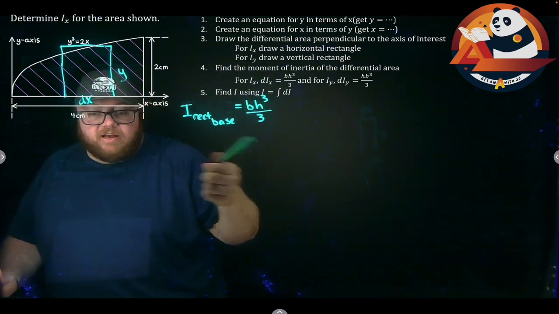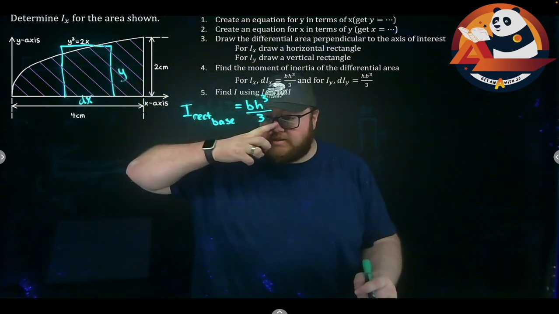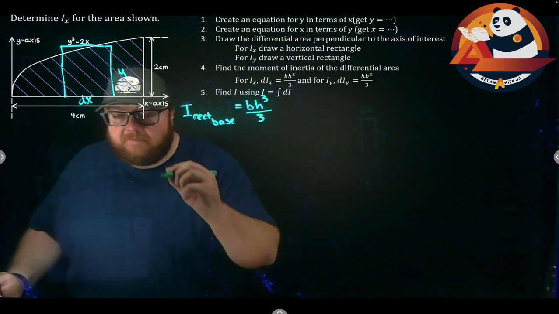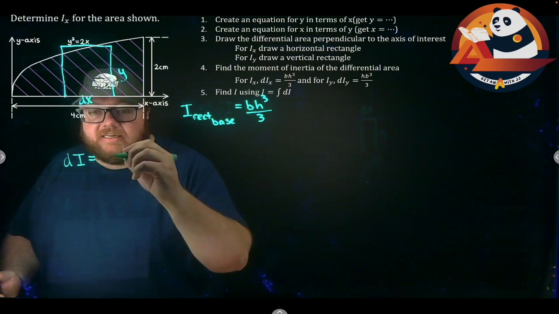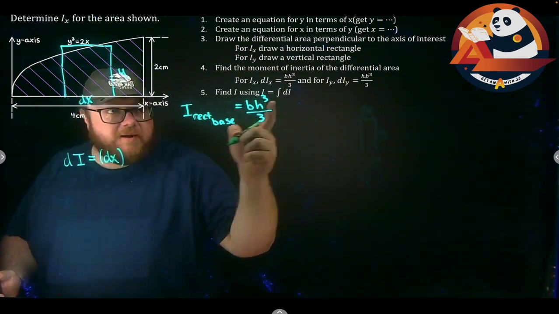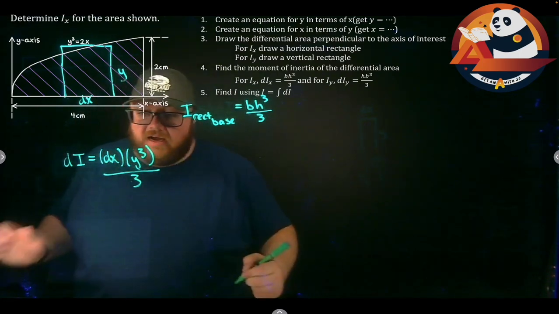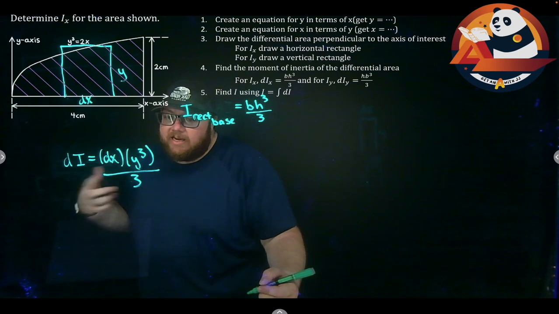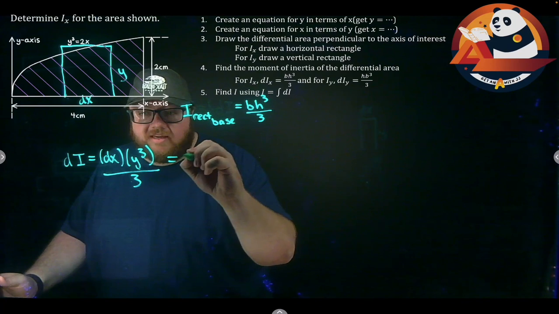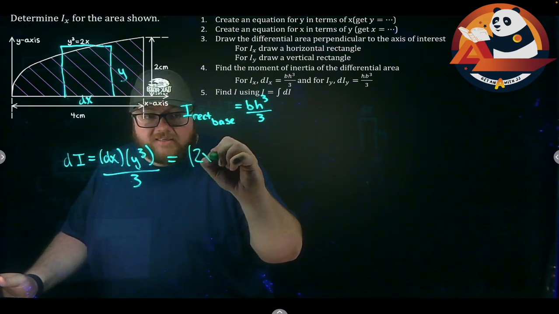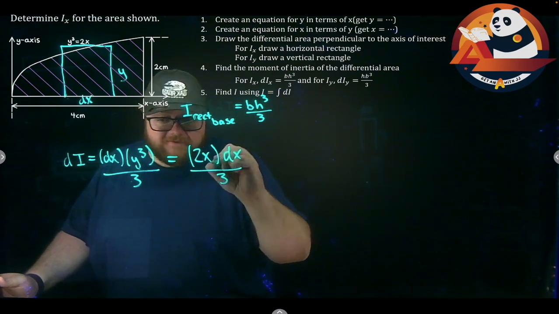Base always goes parallel to our axis of interest. Height goes perpendicular to it. So our height would be y. The base is dx. So my dI, my moment of inertia of our differential strip, should be base dx times my height, y cubed, over 3. I still have a y and dx in here. I can make a substitution. But conveniently, I have a y cubed statement in this. y cubed is 2x. I'm rearranging this, so 2x times dx over 3 is my dI.